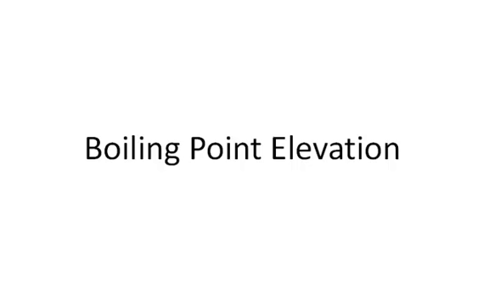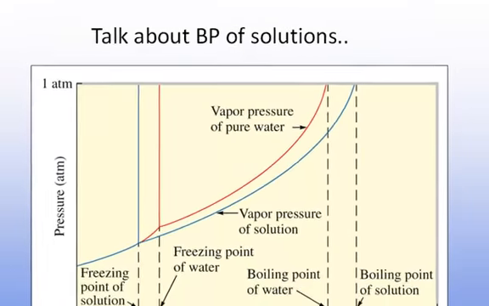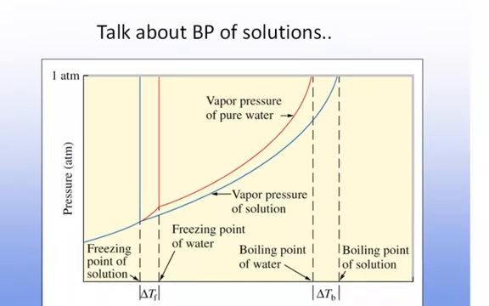This short video will describe the colligative property called boiling point elevation. The boiling point elevation as a colligative property of a solution goes hand in hand with the vapor pressure depression.